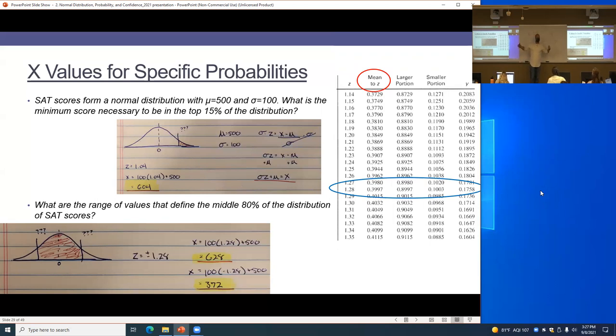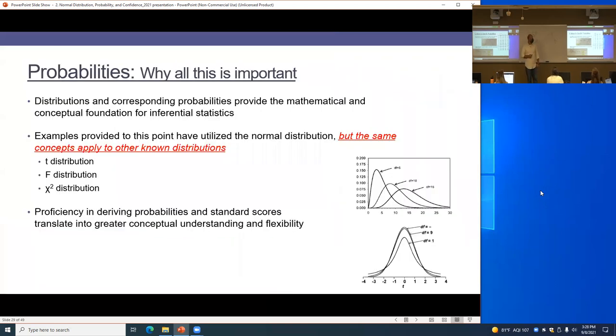It's chopping out the top 10% and the bottom 10%, and it's a big chunk of folks taking this system. Questions on how we did this? So why is this all important? Again, I have been kind of alluding to this as we've gone through. Our distributions, corresponding probabilities, this is the foundation for our statistics, right? This is what this is all based on.